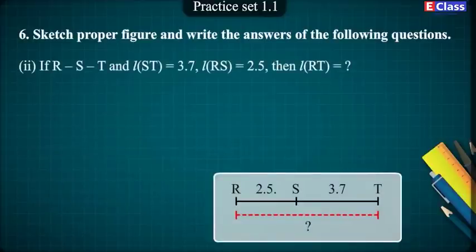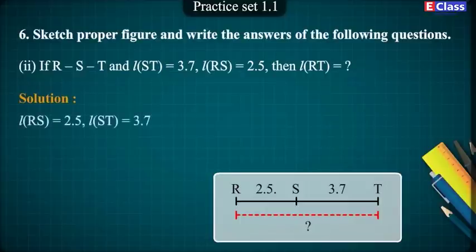2. If R, S, T are collinear and length of ST is equal to 3.7, length of RS is equal to 2.5, then length of RT is equal to how much? Solution. Length of RS is equal to 2.5. Length of ST is equal to 3.7.